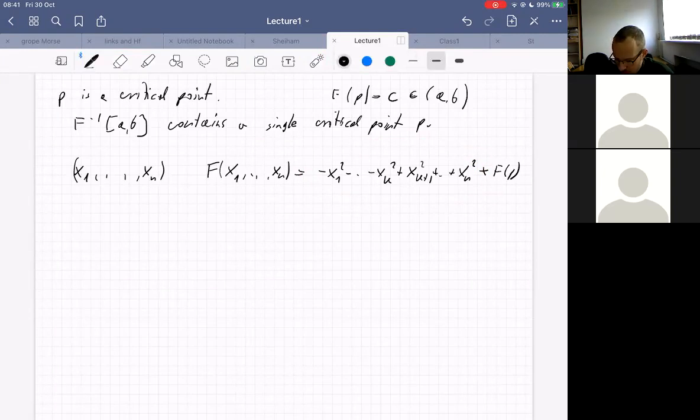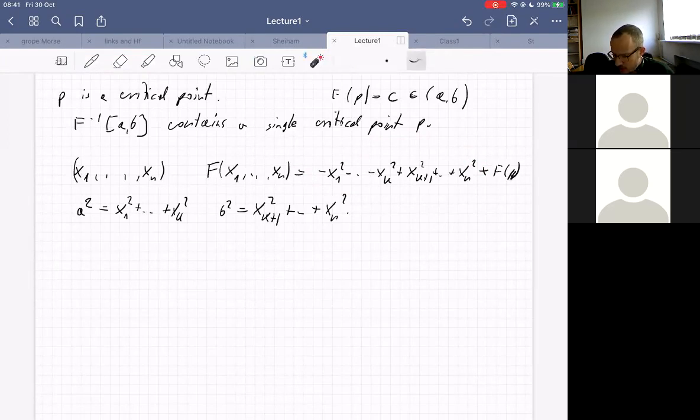I will use a substitution which I already used during classes. So if you attended the last classes, this should be a bit more familiar to you. x_{k+1} squared plus ... plus xn squared. Okay. So a squared and b squared are just numbers. I don't define a and b. I just write what a squared and b squared are, because I won't be using a and b.